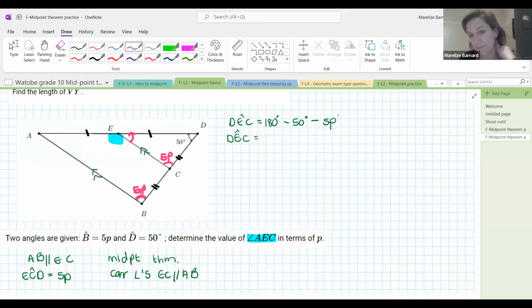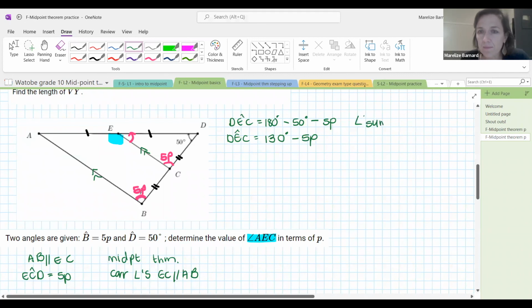use some algebra. 5p is not 90 because it's not given that it's 90, so we can't assume, and the best we can do is say that DEC is 130 minus 5p. You guys must be very careful. I think you are making up numbers, and we can't make up numbers. If we are looking for the value of DEC, then we have 180. We can only figure out what DEC is because it is the angle sum of a triangle.